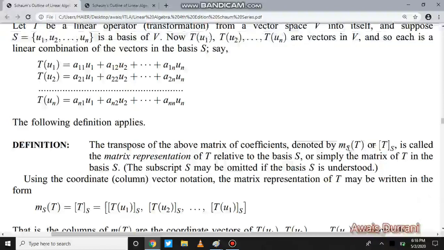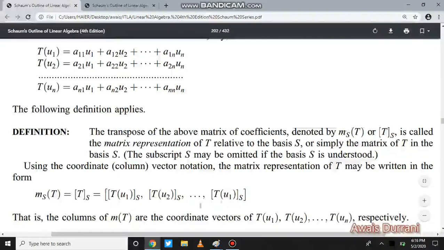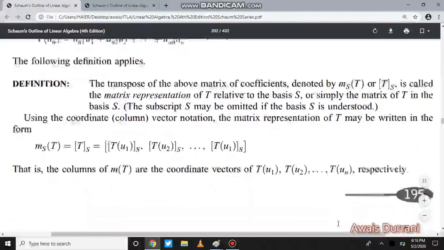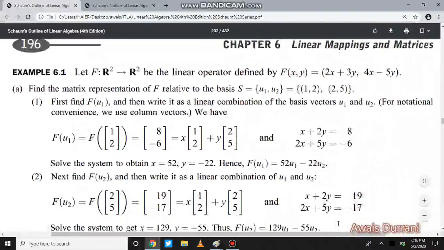So yes, I will write this set in the form of this, where this is the first column, this is the second column, and this is the third column, and we will see that the columns of this matrix are the coordinate vectors of T(u1), T(u2) and up to T(un). This is an example which better explains this whole scenario that we have studied in the definition.